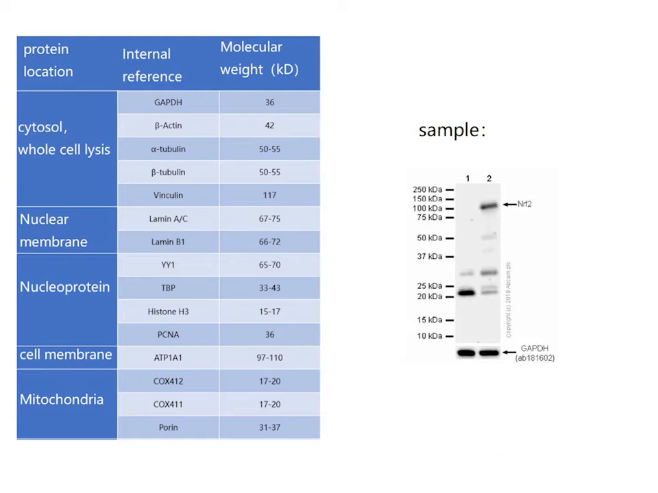I use the samples on the right to illustrate how to interpret the experimental results. Both lanes used liver cancer cell samples. After MG132 was used to inhibit ubiquitinase degradation, the redox factor NRF2 was not degraded, so it was detected. The GAPDH at the bottom indicates that the sample amount is the same.